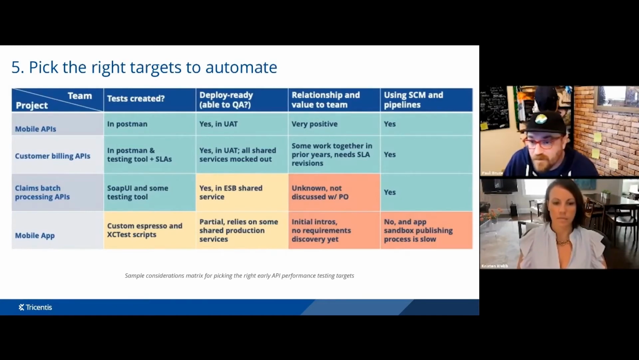And maybe a mobile API team might be one of those things. APIs are easy to deploy most of the time. You can mock and stub out third-party stuff. Customer billing APIs, right? Maybe the same situation. Might have different inputs like Postman or some other testing tool. And it might need a little bit more of a formal transition to get it into an environment.